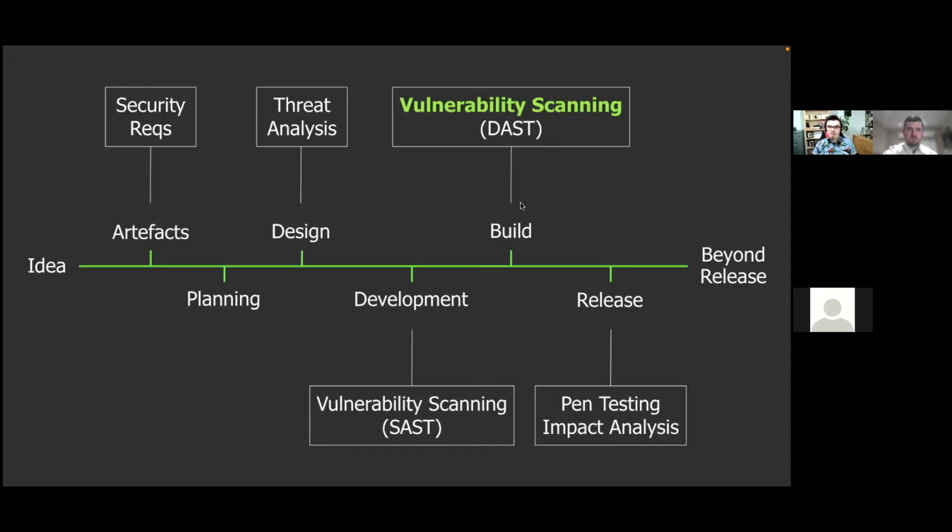So once we've built something, that's called DAST, or Dynamic Application Security Testing. That actually requires an application to be running, and we actually test it in that situation. So that's OWASP ZAP. That's what we're going to be looking at as well.